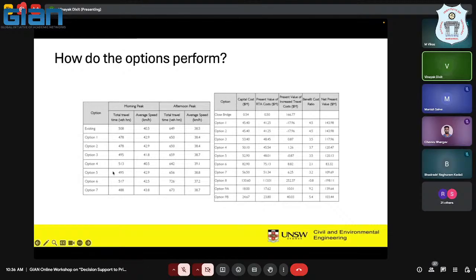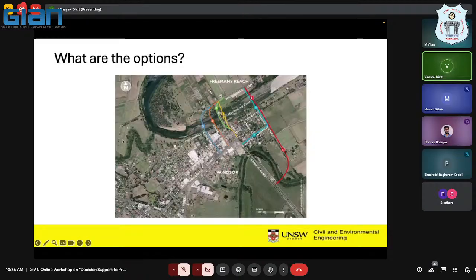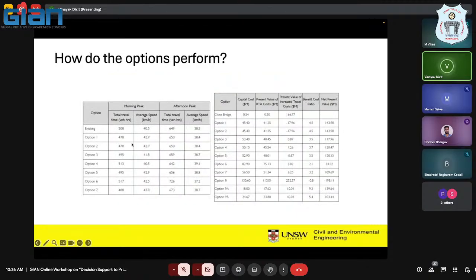So there are all these assessments that have been performed. Now, what is the cost associated with it? There's a cost, and the left one is talking about the benefit. So if you have an existing, this is 508, 40.5. Option 1, which was, if we go back, this is option 1. Option 2. What you'll notice is each of them has different vehicle time.